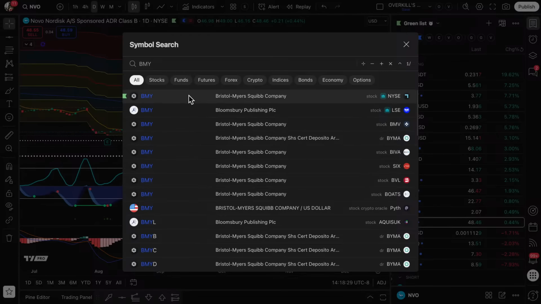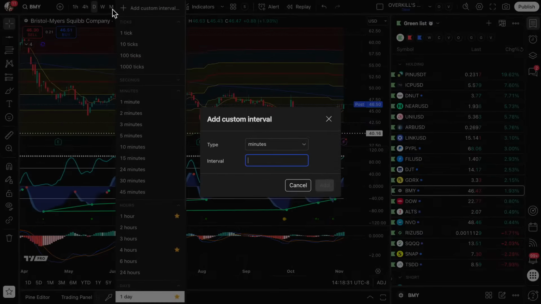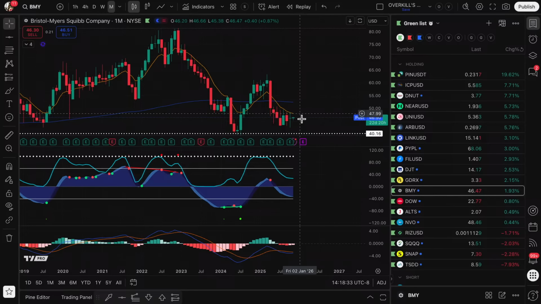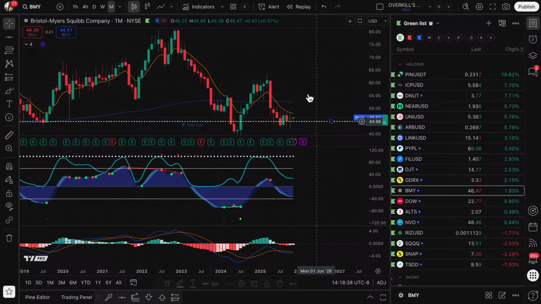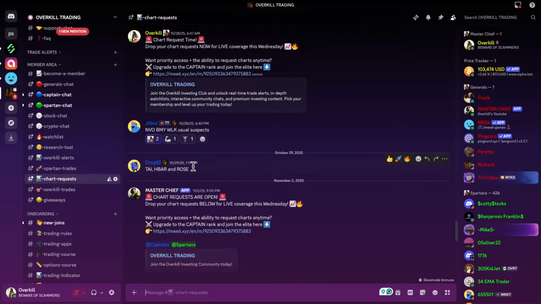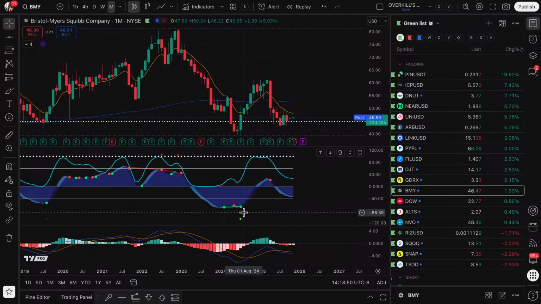BMY is the other one. Bristol Myers. This one doesn't have the green monthly yet. I think it popped up for a second. But as long as this one holds on to like 44, I think it looks really good. You can see how we're kind of building the base right here. I think this one's going to turn to the upside. I'd just wait for that green dot there on the monthly to add to your position if you're already in one, or wait to take a position until you get that green dot.